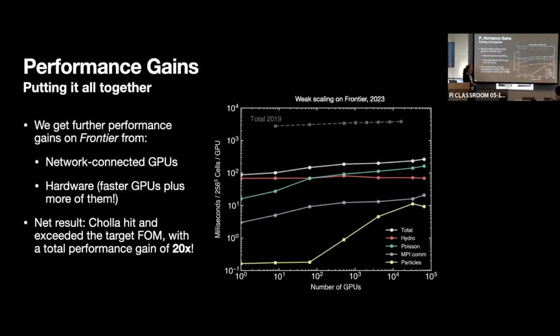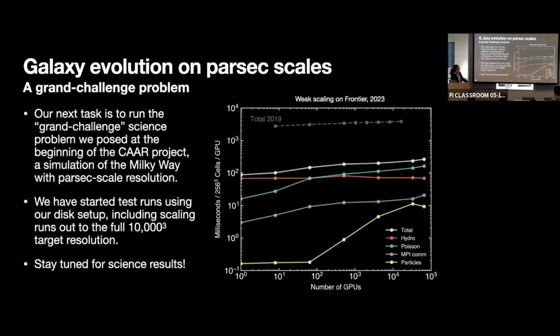That's kind of what we're aiming for. And so at this point, I think this is about the best that you can do for hydro plus gravity on machines of this scale. I've seen there's a couple other applications that have done hydro on various problems, and we see comparable performance. All right, so obviously our next task is to run this grand challenge simulation that we proposed, this simulation of the Milky Way with parsec-scale resolution. We have started test runs with our disk setup. This scaling plot is with the full disk setup going out to 10,000 cubed cells. And it looks good, but we did just get on the machine ourselves a few weeks ago. So I don't have an amazing galaxy simulation to show you today.